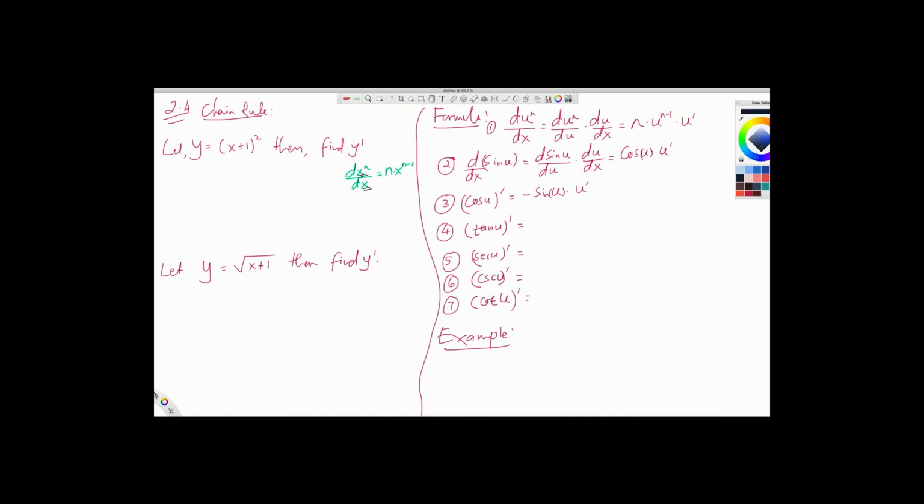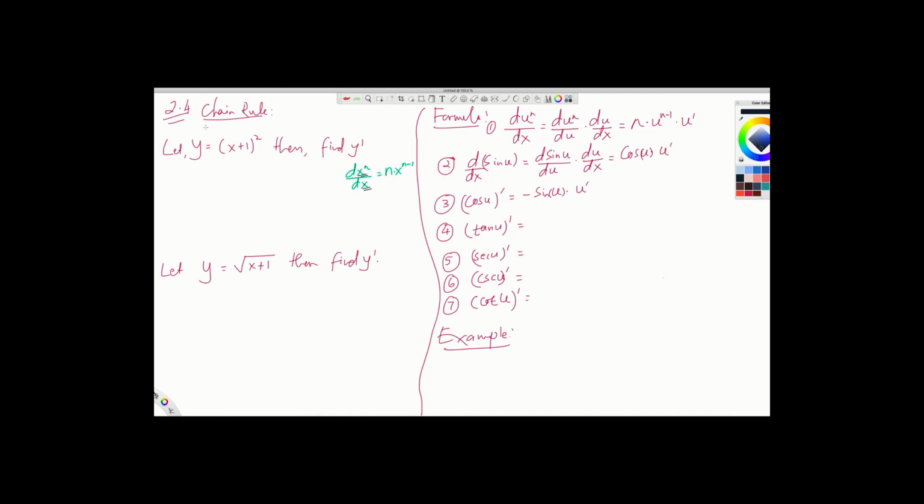Hello, so in this video I'm going to discuss section 2.4 from the book, which is the chain rule. So far we saw the power rule, the derivative of the sum and difference of a function, the product rule, the quotient rule, so many rules. But they are able to do so many problems involving the derivative of a function. But there are some more functions that we don't know how to find the derivative of.